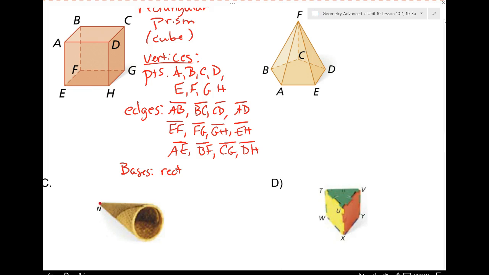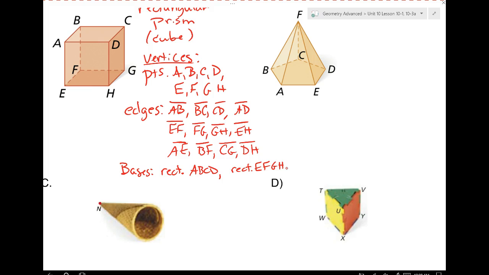So rectangle ABCD, I'm just going to go A, B, C, D. And I'm going to go rectangle EFGH. So we named it. You also played it safe and said quadrilateral ABCD, right? Or quadrilateral EFGH.